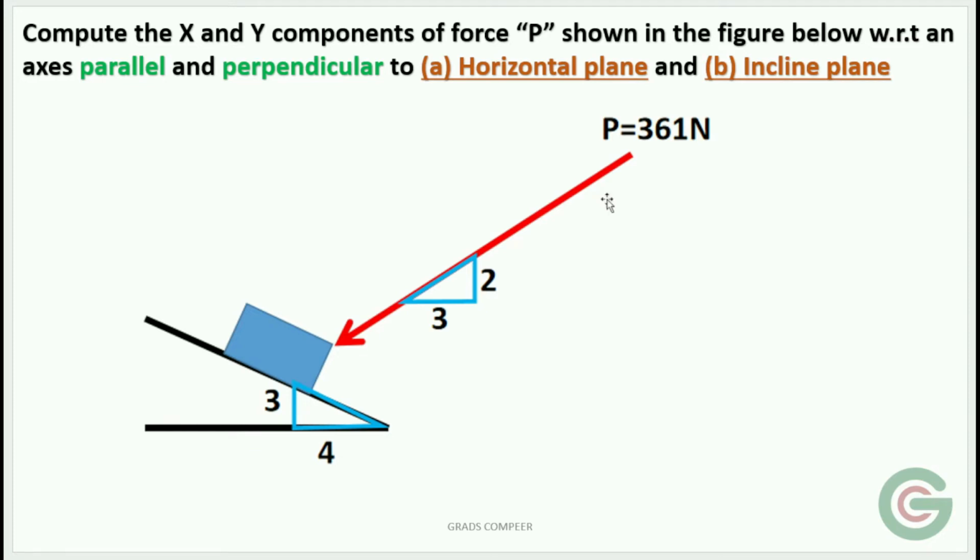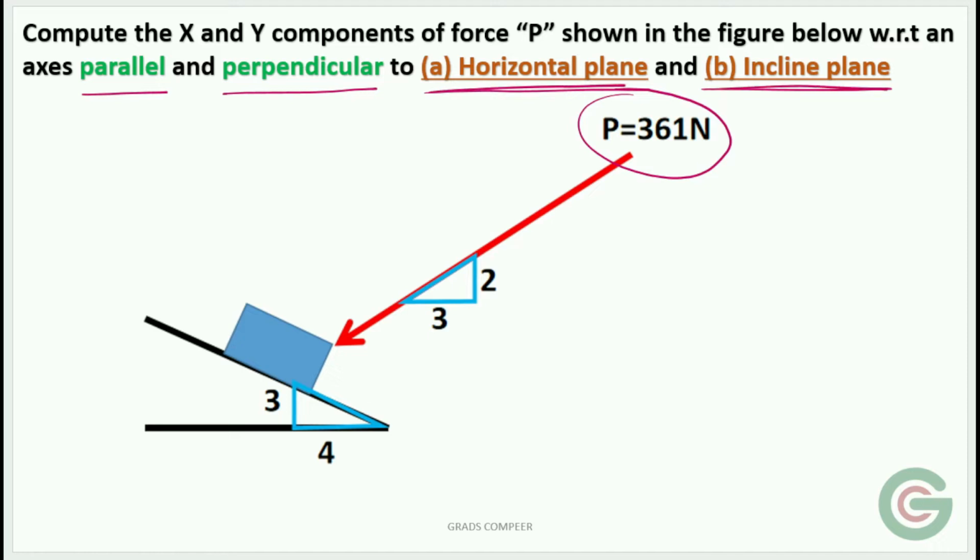In this video, we will solve a numerical problem on resolving forces, or finding the components of forces. Let us read the problem carefully. Compute the x and y components of force P shown in the figure below with respect to an axis parallel and perpendicular to the horizontal plane and the inclined plane. So we are going to resolve this force P with respect to a horizontal plane and an inclined plane.